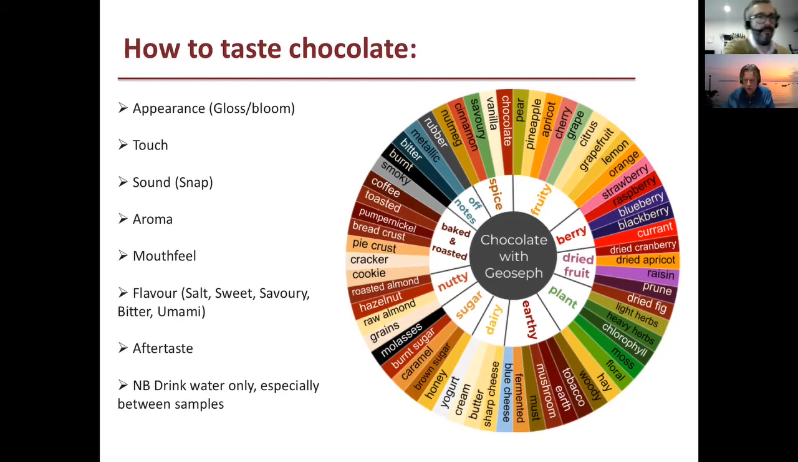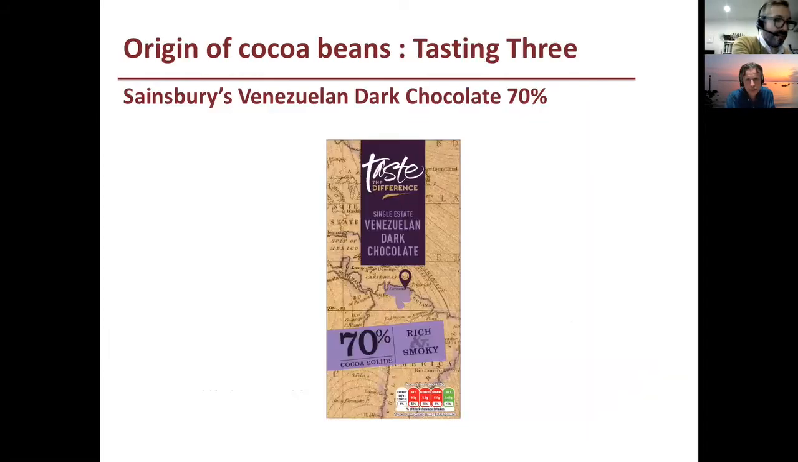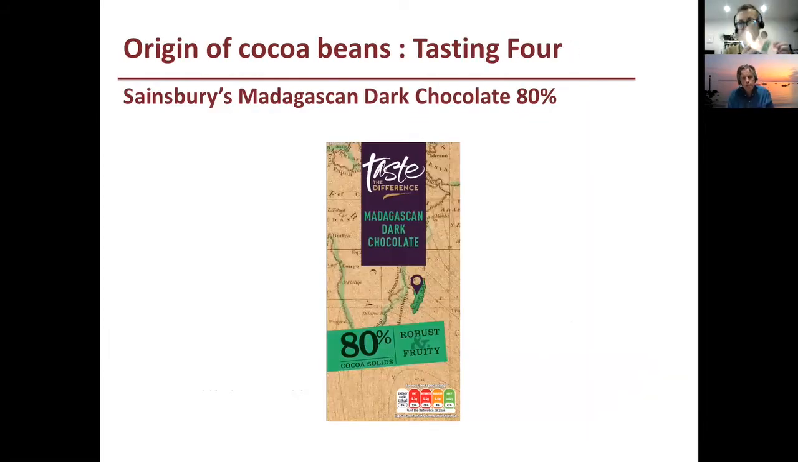Let's move on to chocolate number 4. Here the cocoa comes from Madagascar. We've gone up 10% cocoa solids, so we've gone down in sugar. So we should anticipate a less sweet product with a higher level of cocoa solids, more cocoa notes. Let's see if that's what we get.